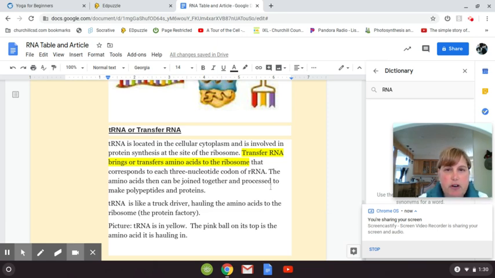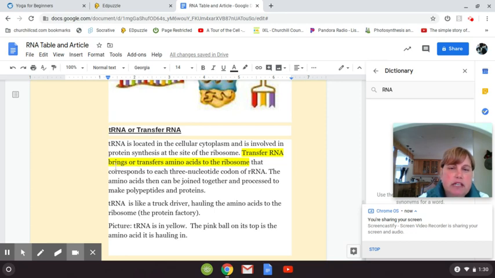Okay, last paragraph to be read is about tRNA, which stands for transfer RNA. tRNA is located in the cellular cytoplasm, and is involved in protein synthesis, which means making proteins, at the site of the ribosome. So it's also found at the ribosome as well. So cytoplasm and ribosome is where it's located.